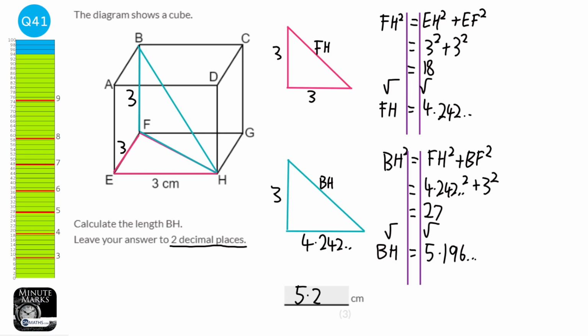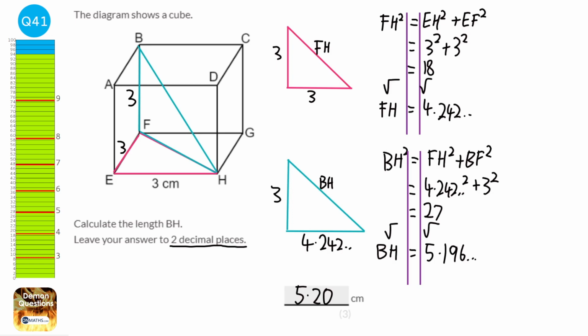Now really, because it says 2 decimal places, we should write the 0 as well, even though obviously 5.20 is just the same as 5.2. But if it asks for 2 decimal places, we'll always keep it to 2 decimal places.